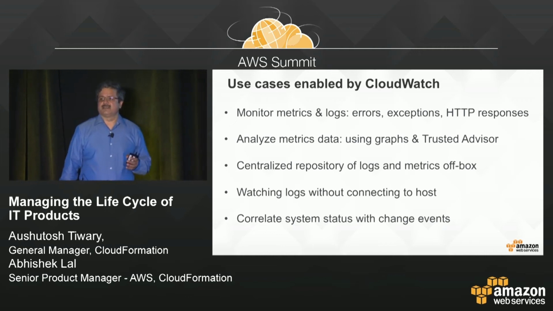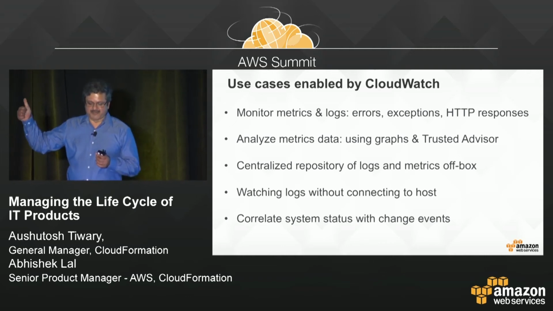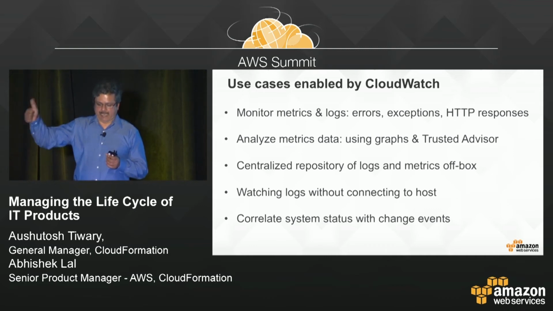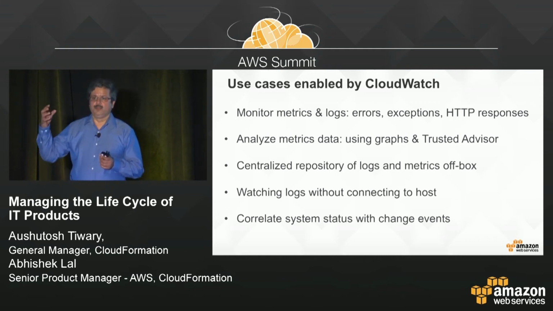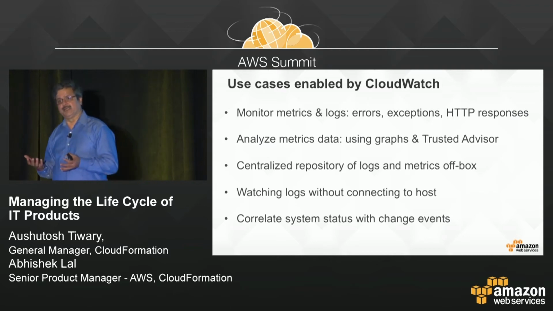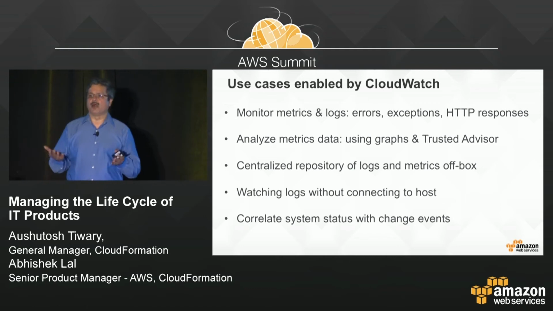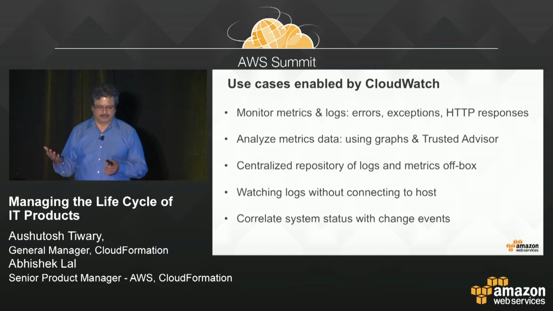The key use cases that are enabled by AWS CloudWatch include monitoring metrics and logs. So specifically, what you're looking for is errors, exceptions, HTTP responses. These are all recorded and stored. You can then take that data and analyze that metrics data. You can do that using graphs. Or we have another AWS service that does a more automated analysis of this called AWS Trusted Advisor that would analyze these logs and give you guidance on some of the actions that you might take.